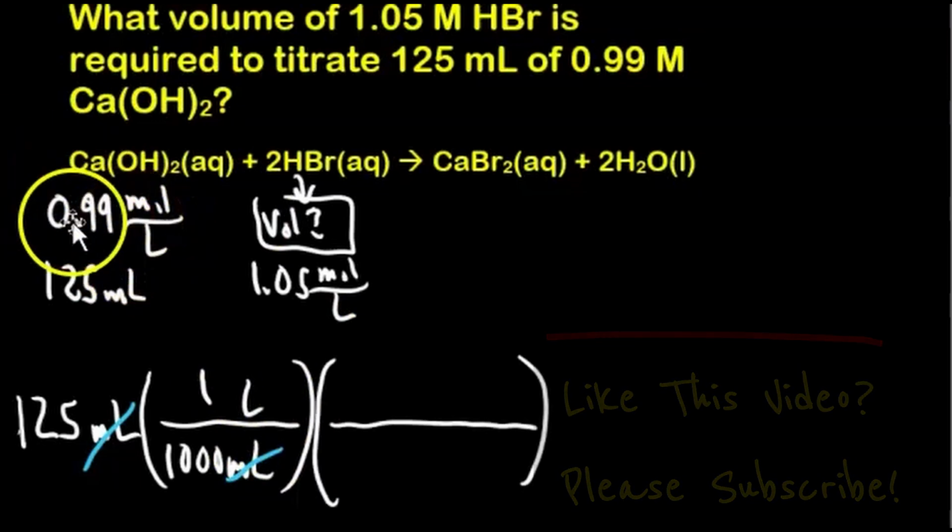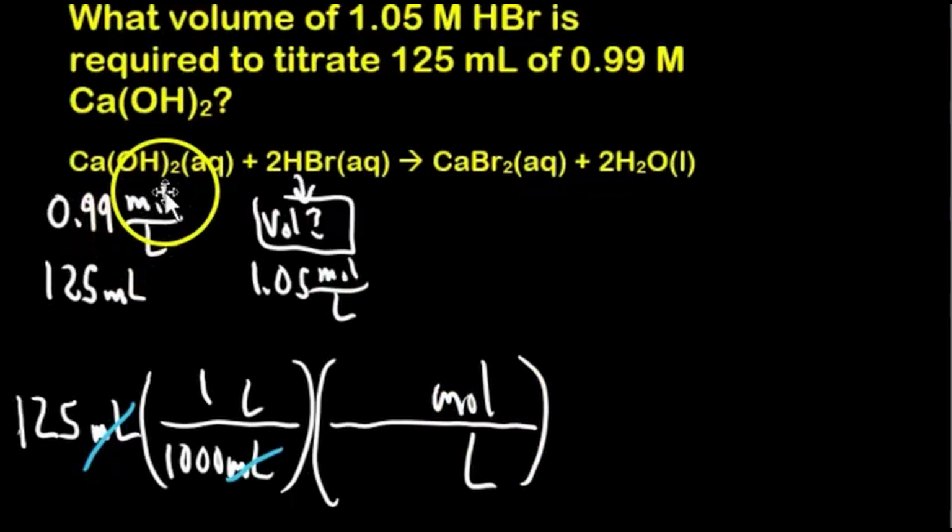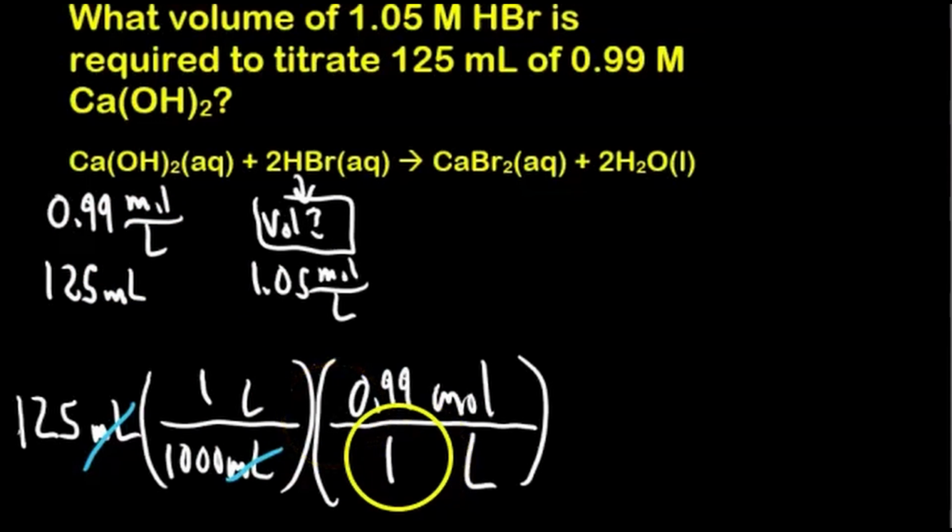Don't look at this number first. We want to do the units, and it doesn't have to be this direction. We want to see that we have liters here, so we have to make sure we have liters down here, and moles on the top. Sometimes this is flipped, and if this is flipped, then we need to do 1 over 0.99. But in this case, we don't have to do that. So there's 0.99 moles for every 1 liter.